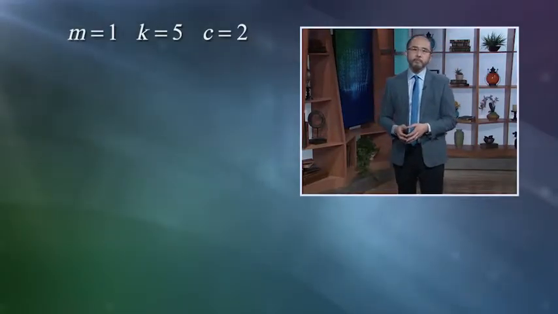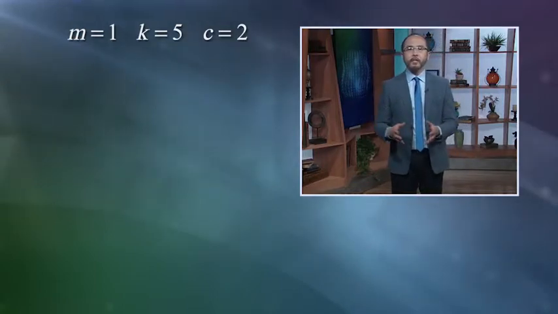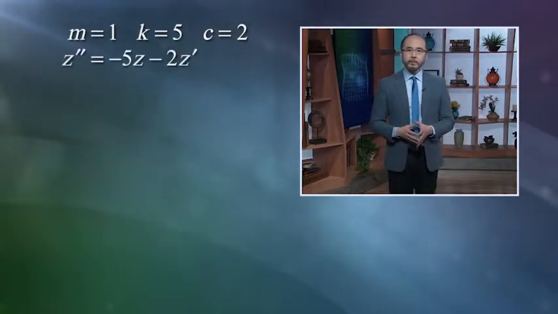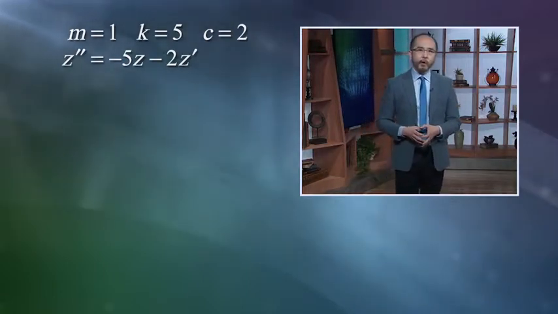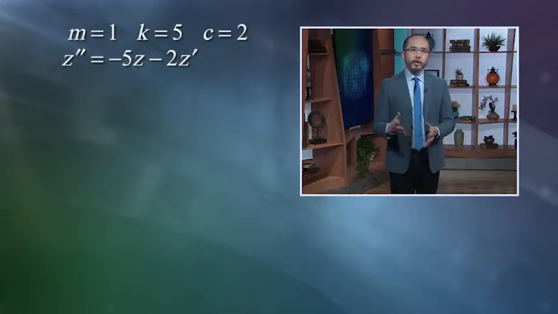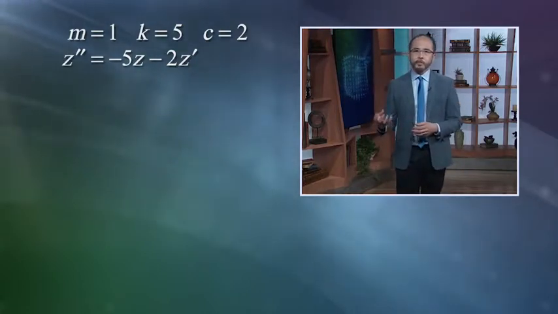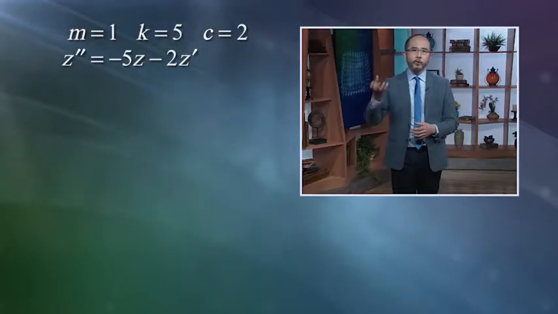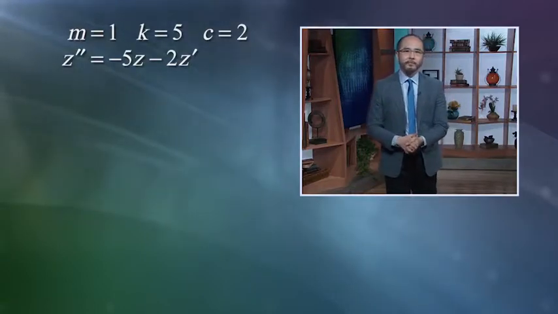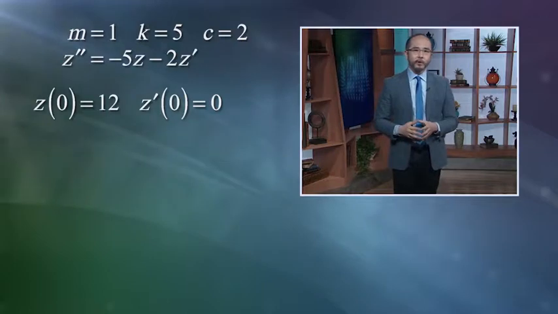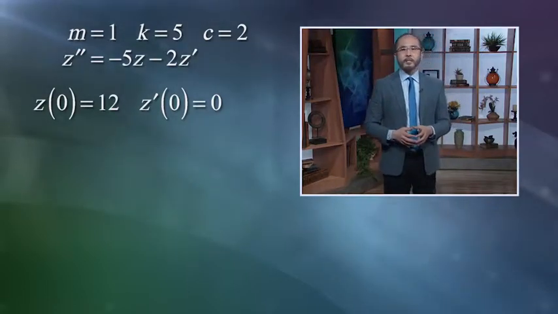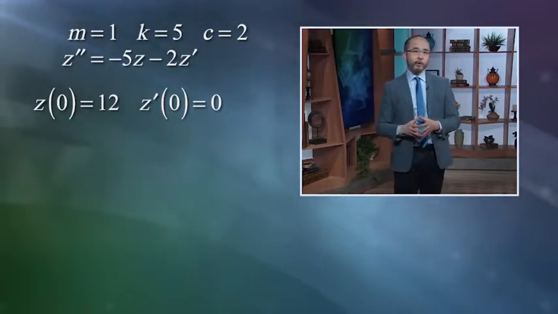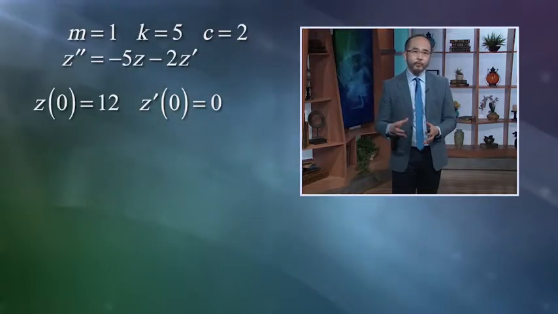So suppose m equals 1, k equals 5, and c equals 2. Then z double prime equals minus 5z minus 2z prime. Let's try to solve this, assuming we pull the spring out to position 12 and then let it go with no initial velocity. Then z of 0 is 12, and z prime of 0 equals 0 will be our initial conditions.